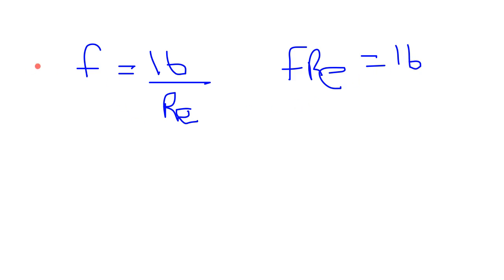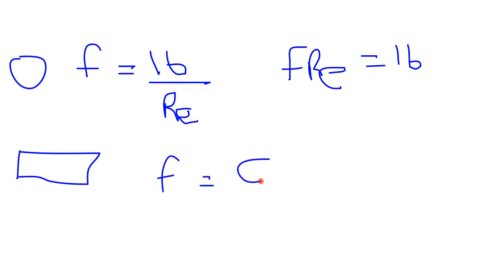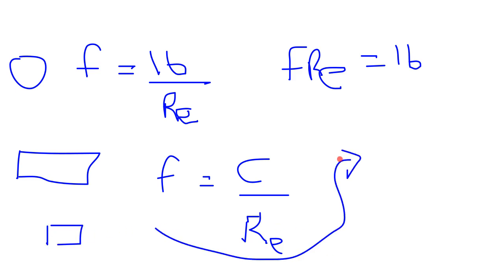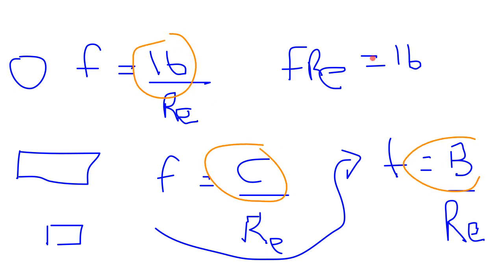Now, that's for a circle. If you swap to a different shape, you get a different number. So we'll call it C over Re because I can't remember what it is. I'd have to look it up. You'll see it in fluid mechanics textbooks. So the friction factor times the Reynolds number is some constant C, and if you change the shape of it, so we'll make it, say, a rectangular one, f is B over the Reynolds number. Because every time you're getting a different constant. Okay, so we've got B, we've got C, we've got 16, or some kind of a number or whatever.